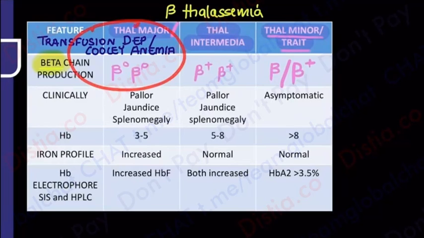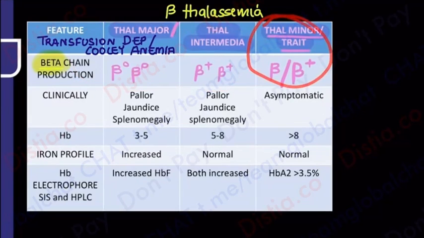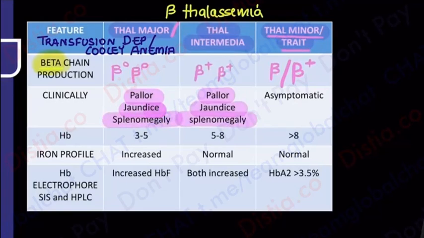So remember, when no chain is there, it is major. When little chains are there, it is intermediate. And when it is heterozygous, one normal, one defective, that is thalassemia trait, out of which all of them are going to present with symptoms. Pallor, meaning anemia, jaundice because of extravascular hemolysis, and splenomegaly, again extravascular hemolysis. Because this is a case of extravascular hemolysis, you see pallor, jaundice and splenomegaly.